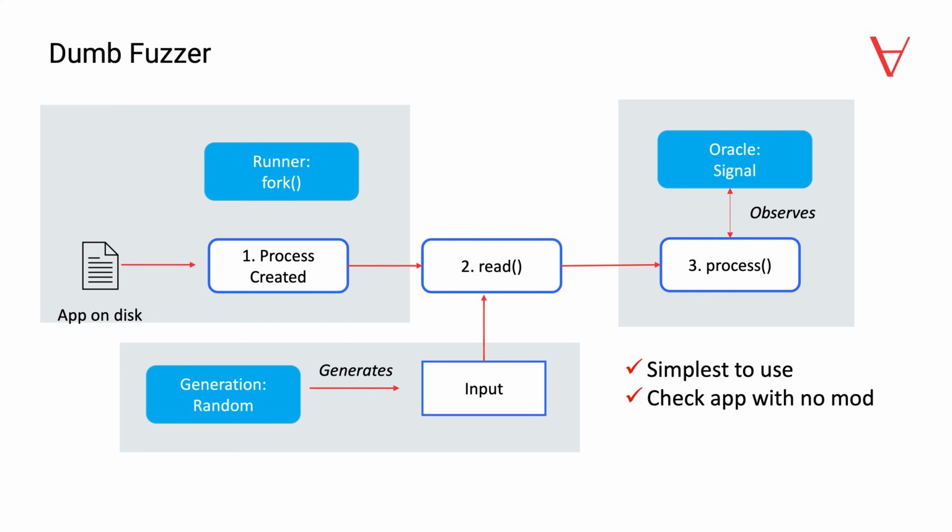The cool thing about this is it's really simple to use, and you can check an application with no developer participation or no modification, which means you can start taking advantage of the law of large numbers. You can start checking a large number of apps, not very deeply, but you can check them for basic errors.